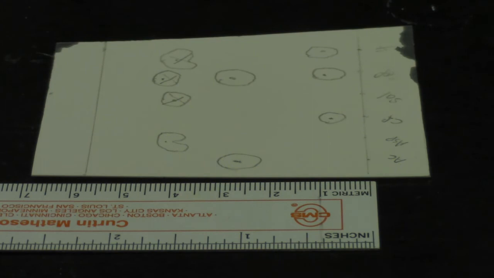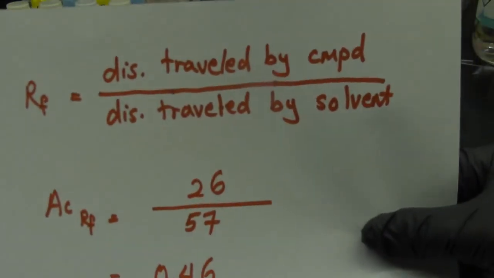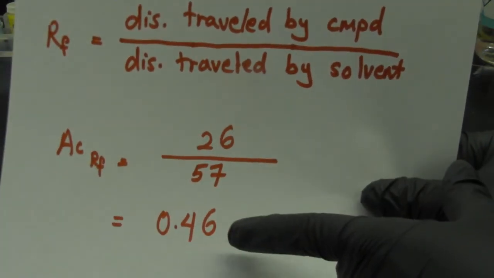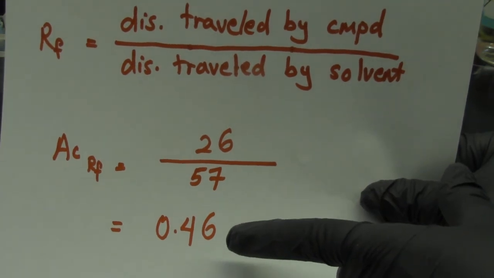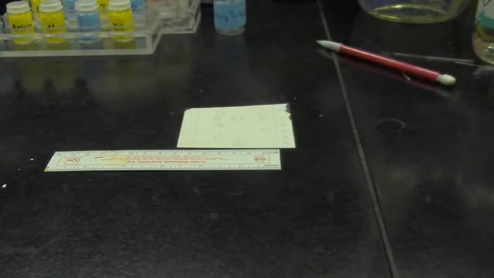So I plug these numbers into this formula, let's zoom out. So 26 divided by 57 gives me 0.46, right? So this is the RF value for acetaminophen. Okay.